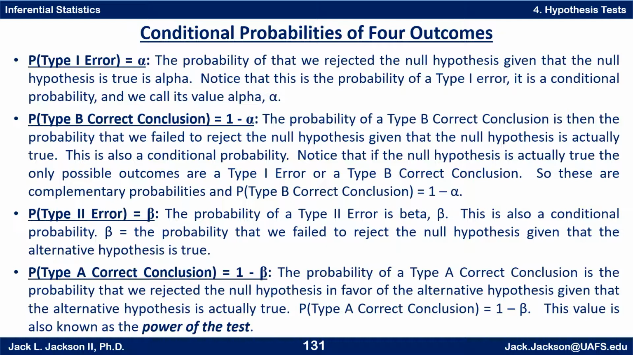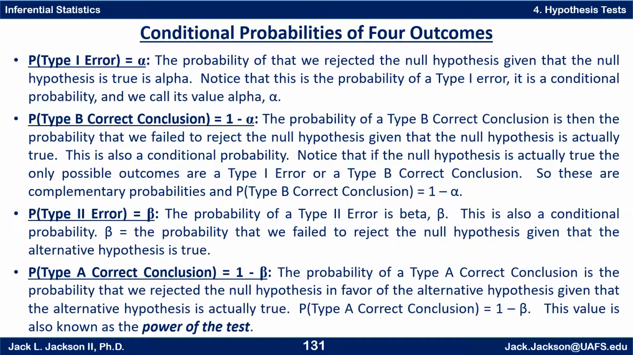The probability of a type B correct conclusion is then the probability that we fail to reject the null hypothesis, given that the null hypothesis is actually true. This is also a conditional probability. Notice that the null hypothesis is actually true. The only possible outcomes are type 1 error or type B correct conclusion, so those two probabilities should add up to 1. They're complementary. So the probability of a type B correct conclusion is 1 minus alpha.